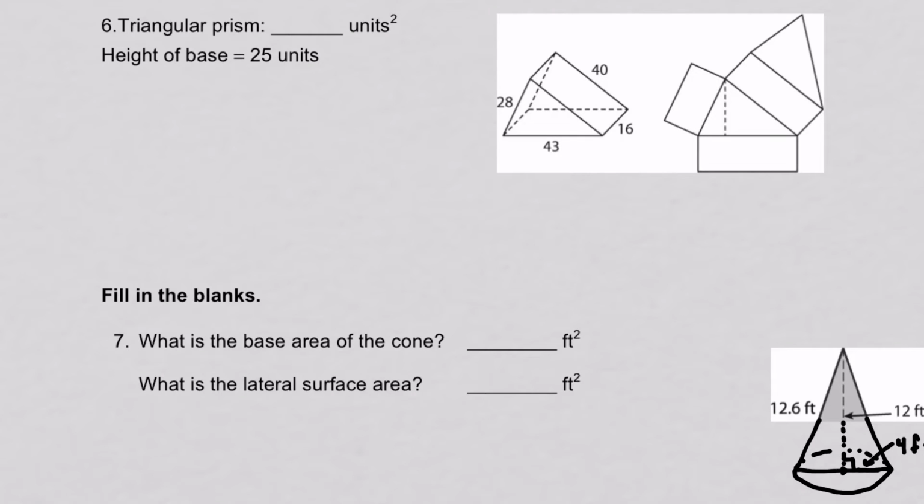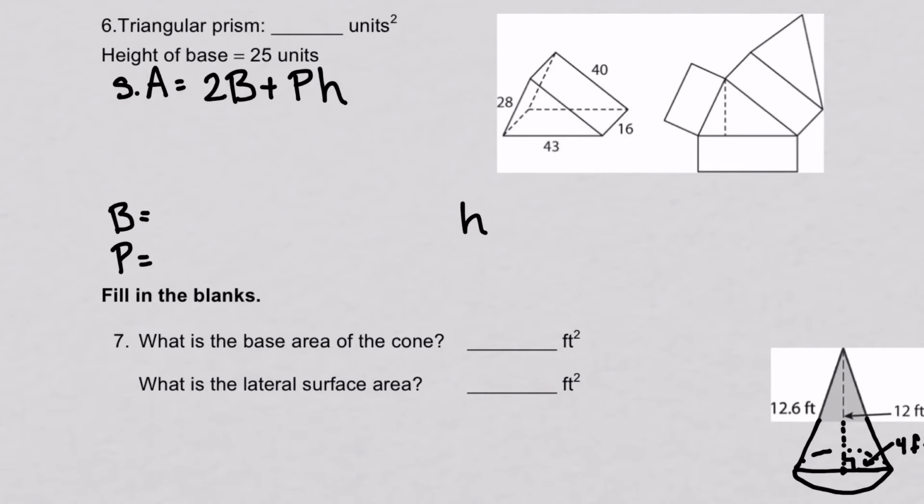Okay, number 6 is a triangular prism where the height of the base is 25 and then the other measurements are given right there in the picture. Okay, so prisms, once again, the formula is the same for all of them. The surface area is 2 times the area of the base plus the perimeter of the base times the height of the prism. Okay, so in this case I need to find what B is, I need to find what P is, B for area of the base and P for perimeter of the base, and I need to find what H is.